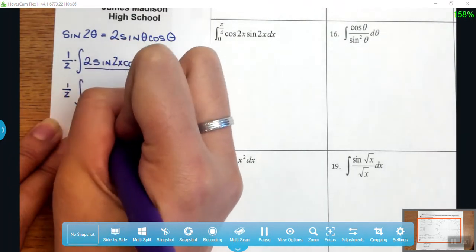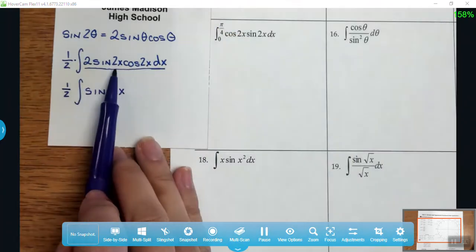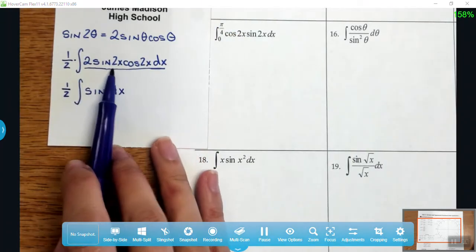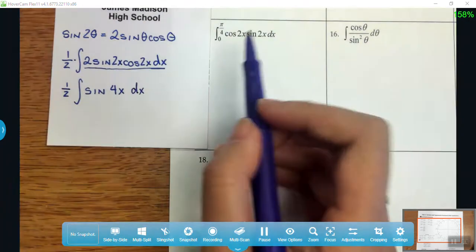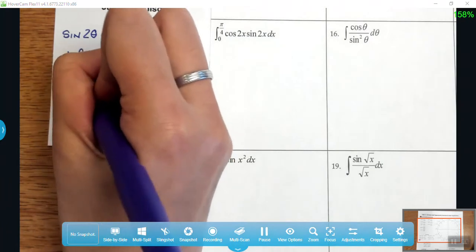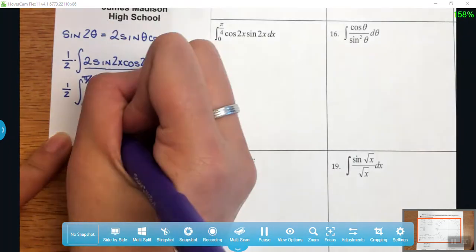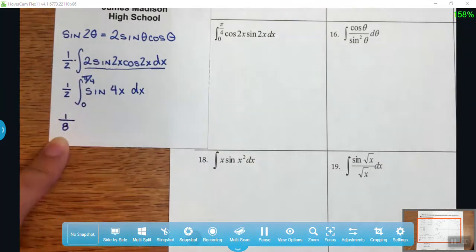Yes, sine of 4x, because it's double angle. So whatever angle you have in here gets doubled. So instead of sine 2x, you get sine 4x. Our bounds are still 0 to pi over 4. Okay, now I can integrate. So what's the integral of sine of 4x? That would be 1/4. So now I have 1/8 on the outside.